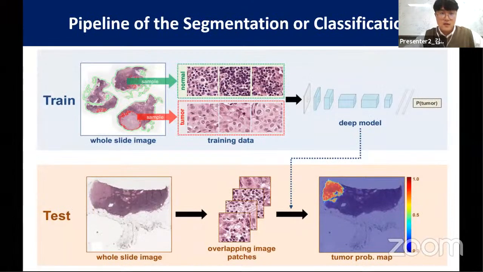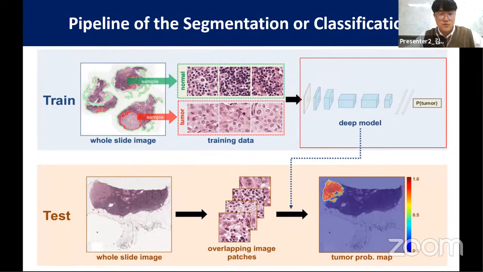So in this slide, I briefly show the pipeline of the classification. Similar to medical segmentation, medical imaging classification has a training phase and a test phase. Given the whole slide images, we can obtain normal or tumor samples for the training data sets, and then we train a deep neural network to predict the probability of the tumors.